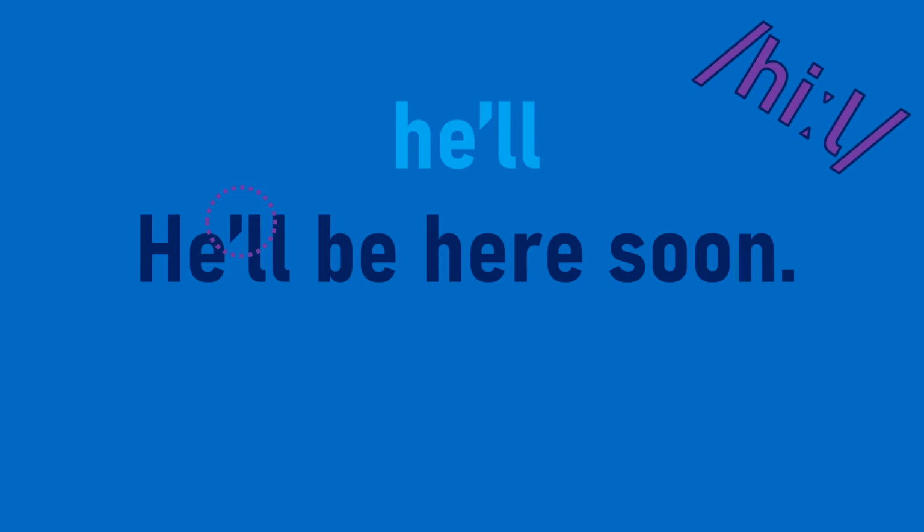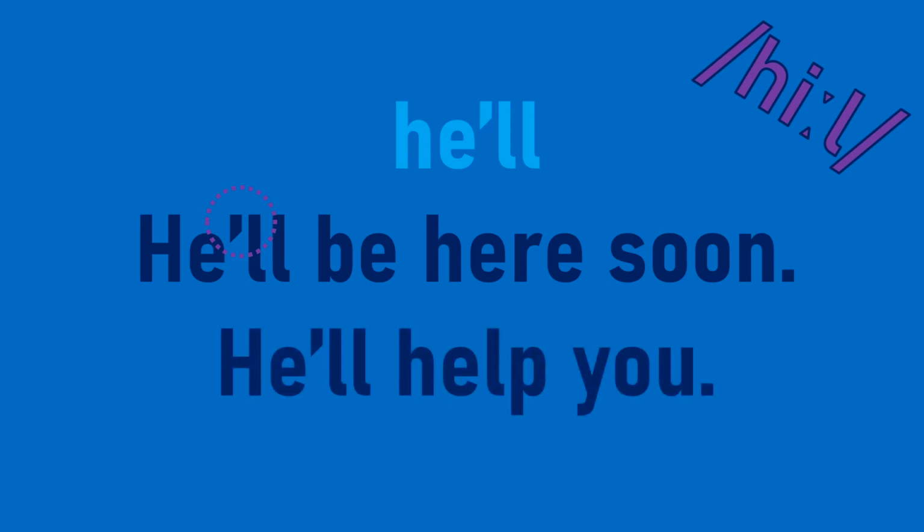So repeat after me. He'll be here soon. Again, he'll be here soon. Another one then. He'll help you. Good. So in these 2 particular sentences, there's nothing extra that we really need to pay attention to in terms of connected speech. It's just largely that contraction, he'll.